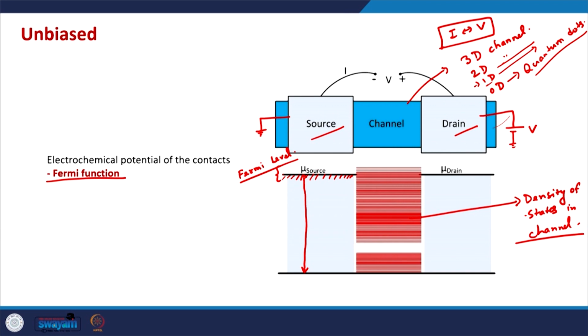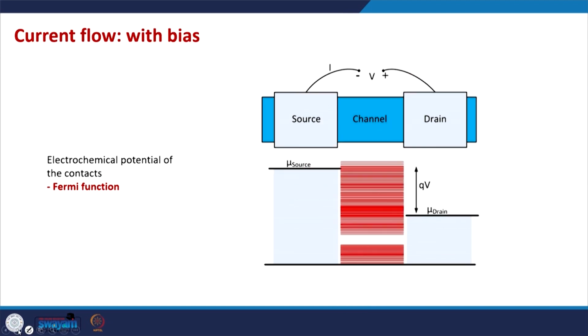Okay. So, this is an unbiased device. By unbiased we mean the applied voltage V is 0 volts. At 0 volts, the source Fermi level and the drain Fermi level would be at the same level, because they are the same material, no voltage is applied, and they are at the same temperature. But when we apply a bias, for example, if we apply a positive voltage on the drain terminal, the source is grounded.